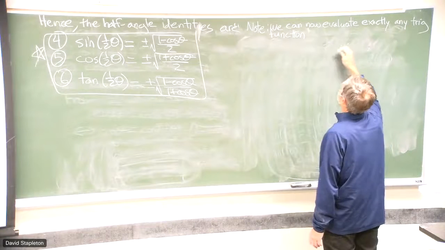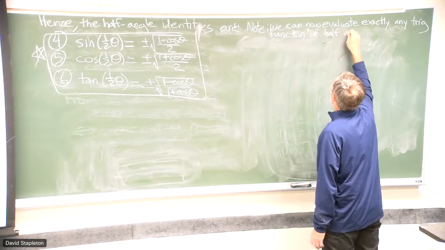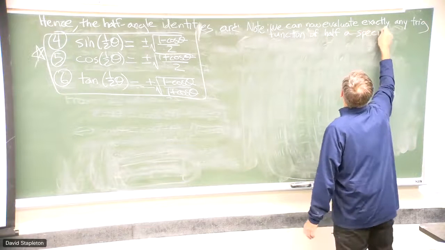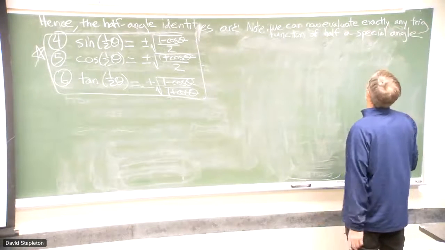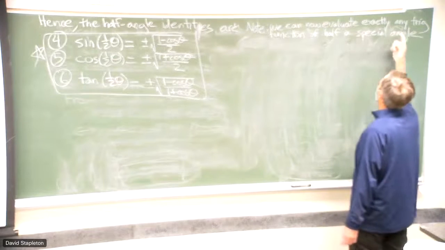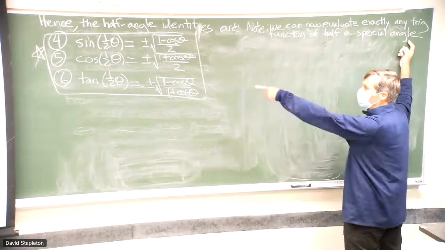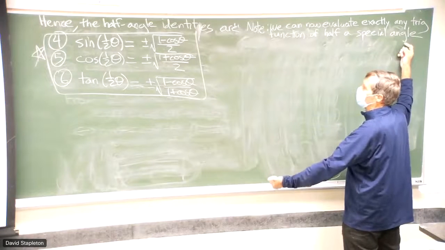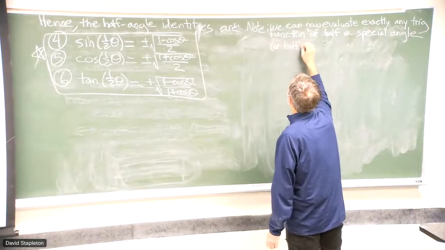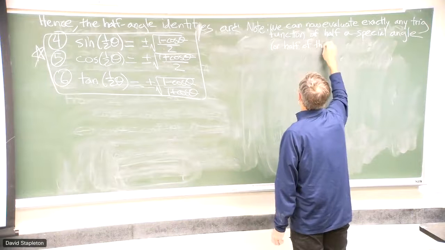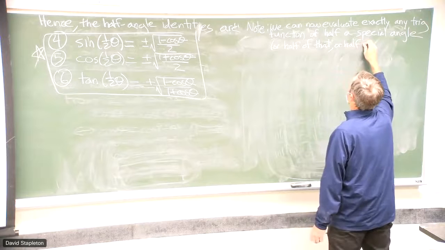But any trig function of half a special angle. All right, special angle being a multiple of 30 degrees or 45 degrees. If we can take a trig function of a special angle, we can take a trig function of half of that. Right, half angle identity, or half of that, or half of that, right? So you can keep going if you want to do enough work. Ad infinitum, right? Forever.